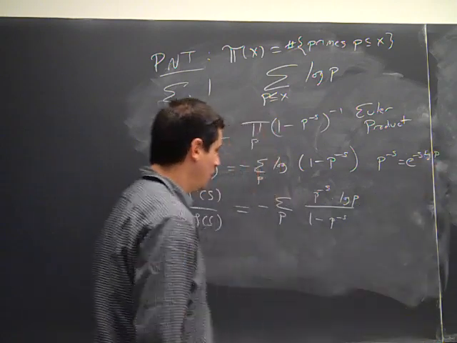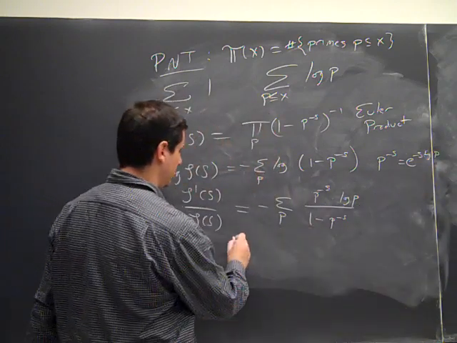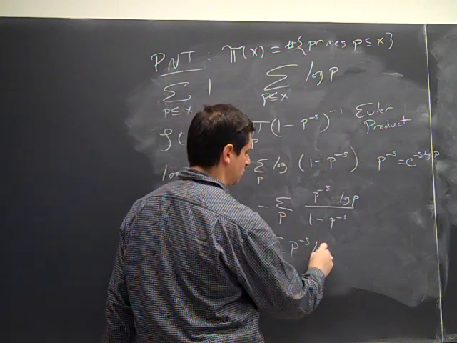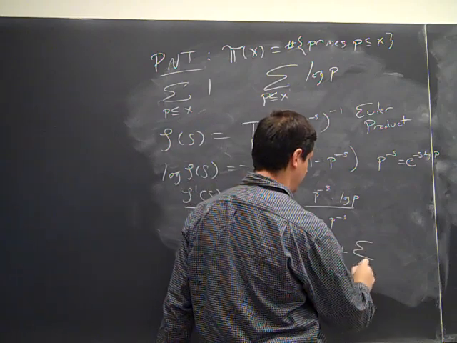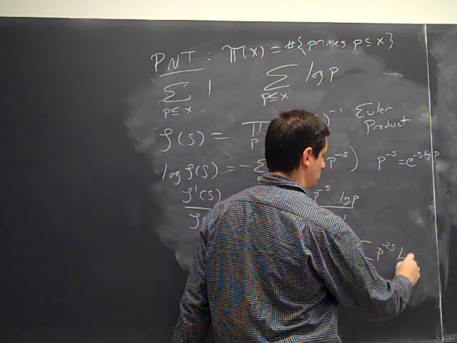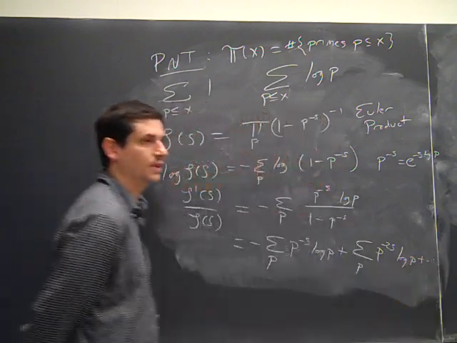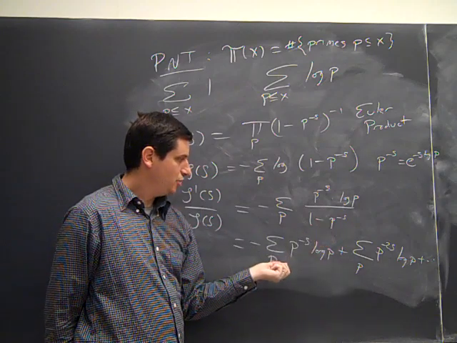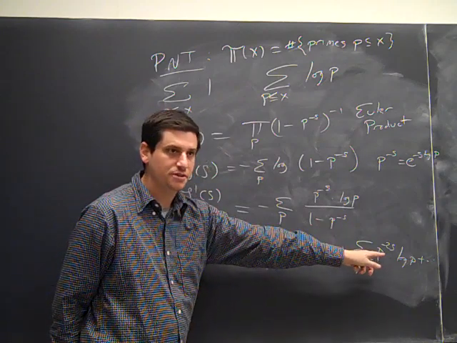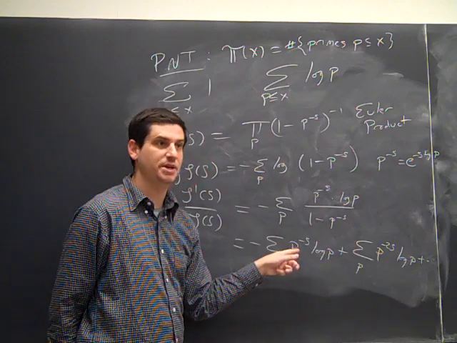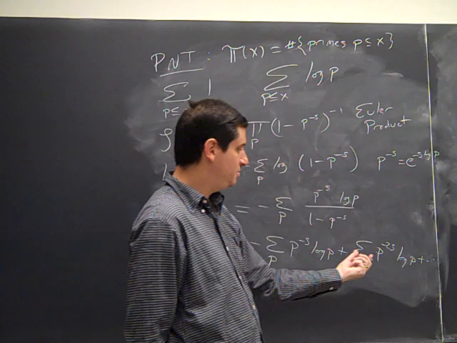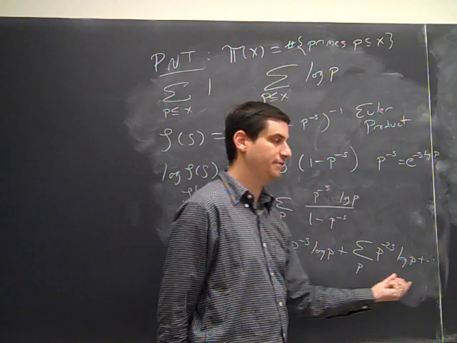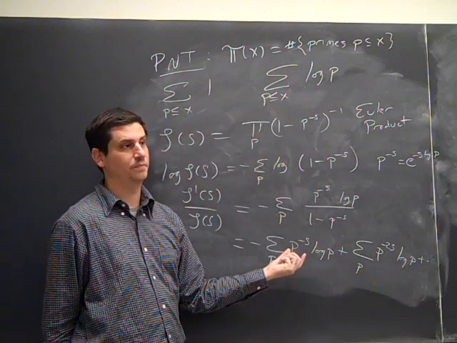Now I use the geometric series formula to expand out the denominator, and I will get negative sum over p of p to the minus s log p plus the sum over p of p to the minus 2s log p plus dot dot dot. And I'm just expanding out the bottom. So p to the minus 2s is going to have much better convergence properties than p to the minus s. What do I need s to be for this to converge? Real part has to be greater than a half. Here I need things to be real part greater than 1.